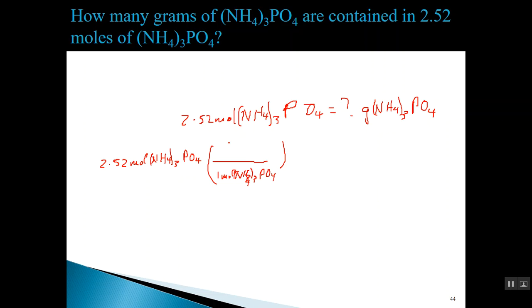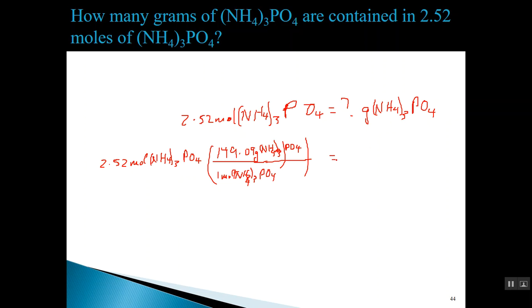Okay, so again, you'd get the molar mass by adding up the molar masses of all the elements present in the formula for the compound. And when I did that, I got 149.09, so that would go up here. 149.09 grams of NH4 3PO4.